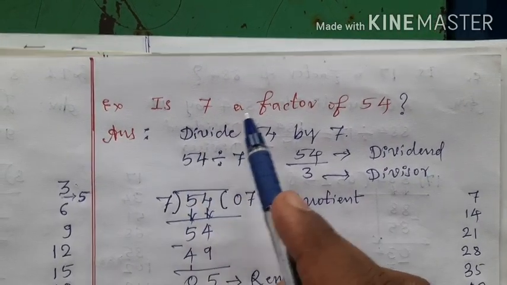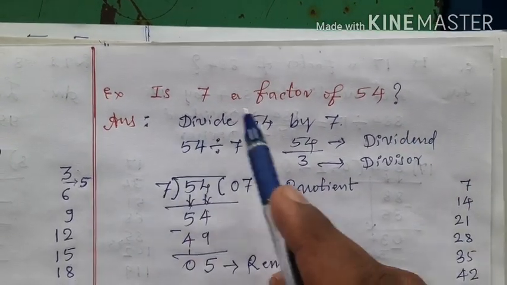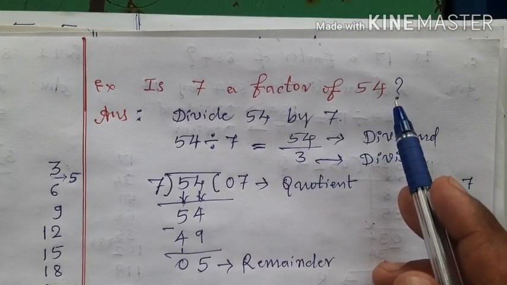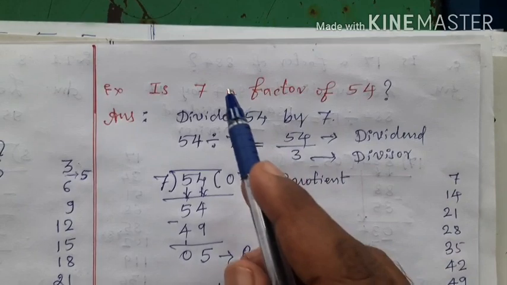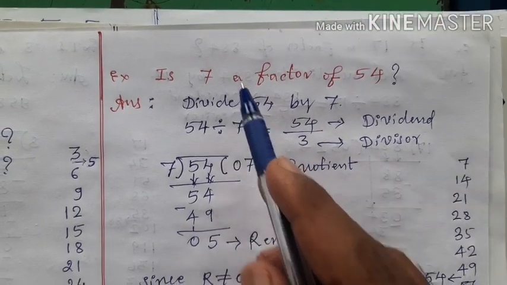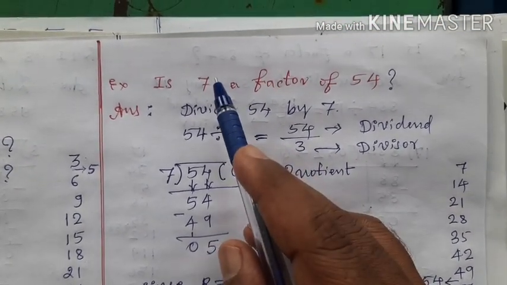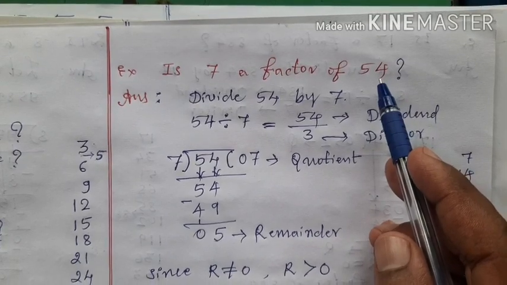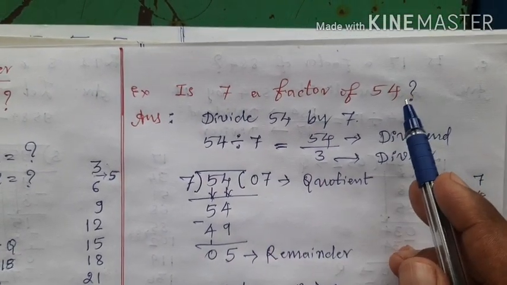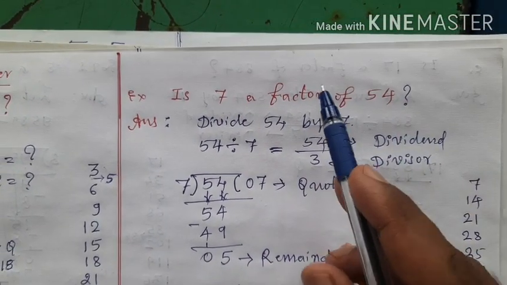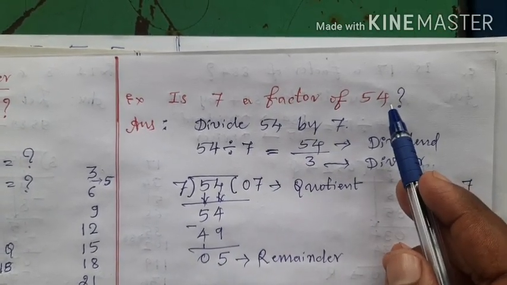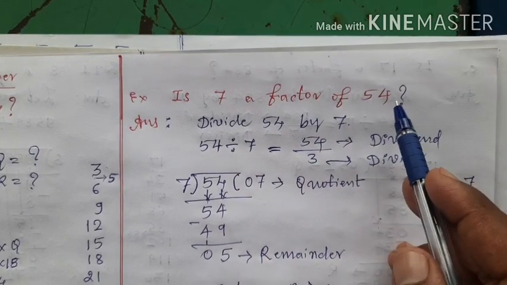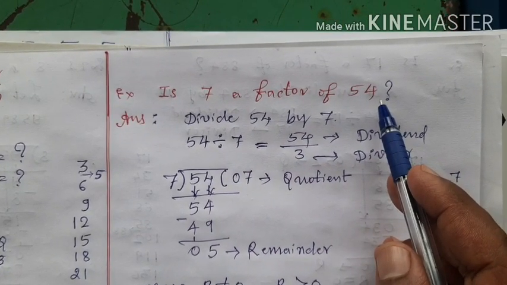Let us see another example, children. Is 7 a factor of 54? Is the question. Divide 54 by 7. If the remainder becomes 0, then 7 is a factor of 54, or 7 divides 54. If the remainder is not 0, then 7 is not a factor of 54, or 7 does not divide 54. Let us see what happens.